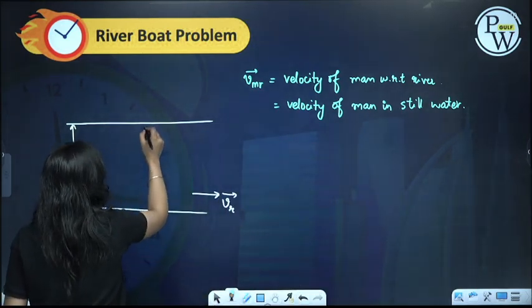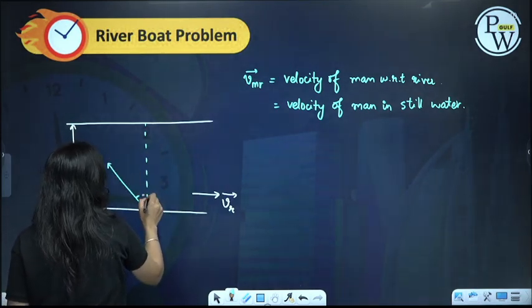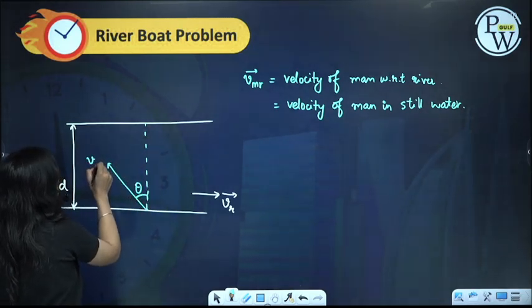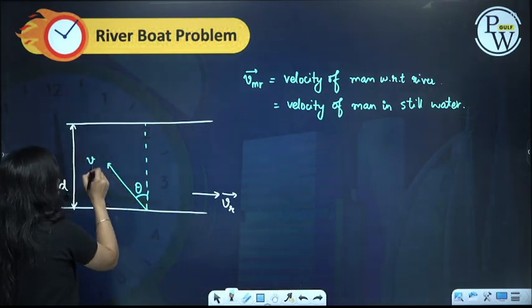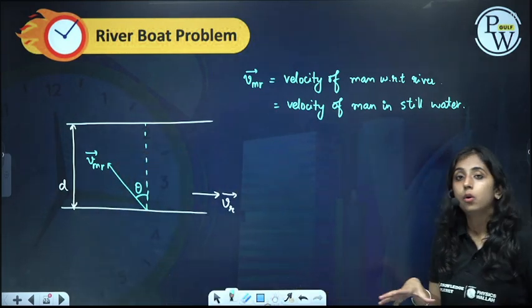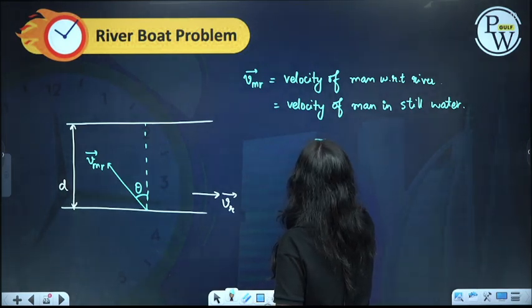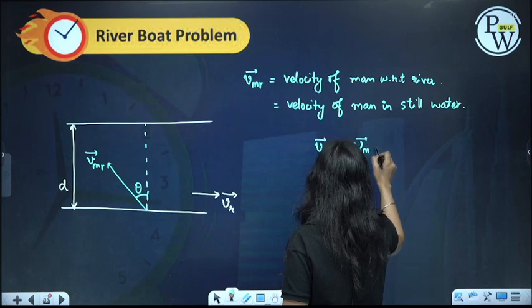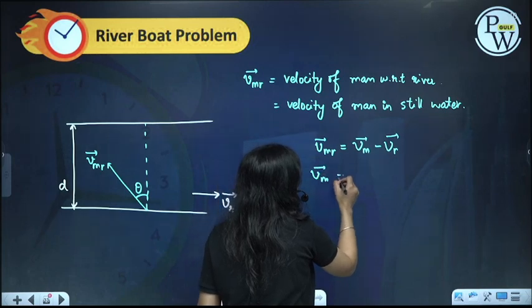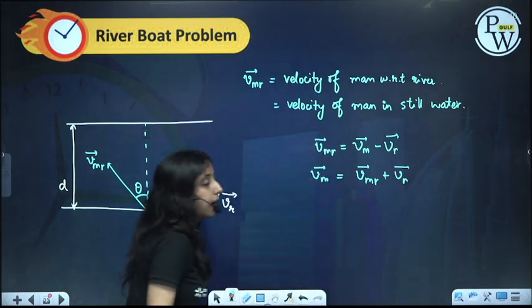So what happens is, the man starts moving at some angle theta with the vertical, with the velocity equal to the velocity of man with respect to river. Now we know that vmr is equal to Vm minus Vr. So from here, what will be my velocity of man from ground? The ground person will see that the man is moving with velocity vmr plus Vr.